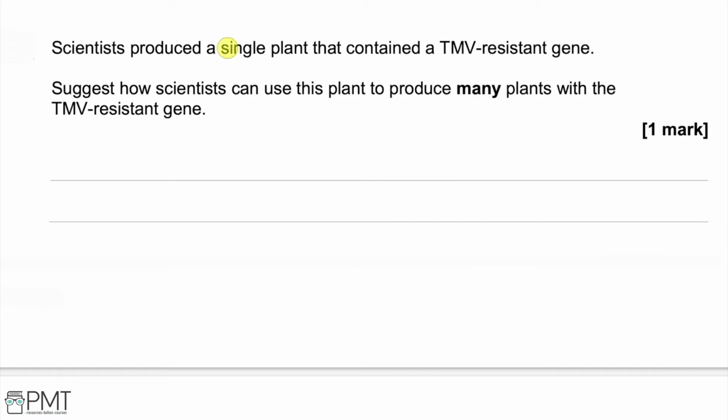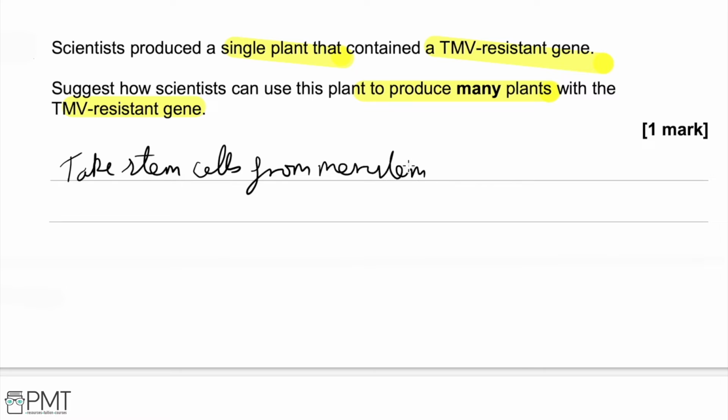Scientists produced a single plant that contained a TMV resistant gene. Suggest how scientists can use this plant to produce many plants with a TMV resistant gene. Now, to create a plant offspring which definitely has this gene, we want to create a clone. Now to do this, we want to use a cell from a plant which can differentiate into any other cell, such as a stem cell. Now stem cells in plants are found at the tips of the roots, and this is known as meristem tissue. So what we're going to do is take a sample from this meristem, and that will be our answer. Alternatively, instead of saying meristem, you can mention tissue culture, which would also have got the mark.